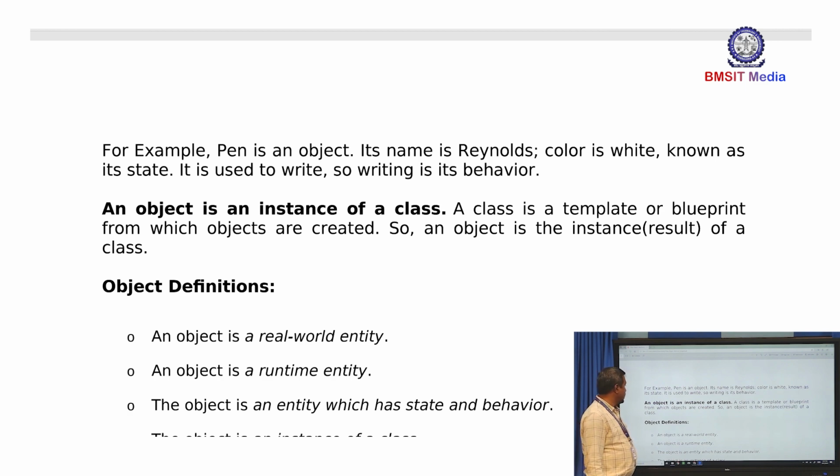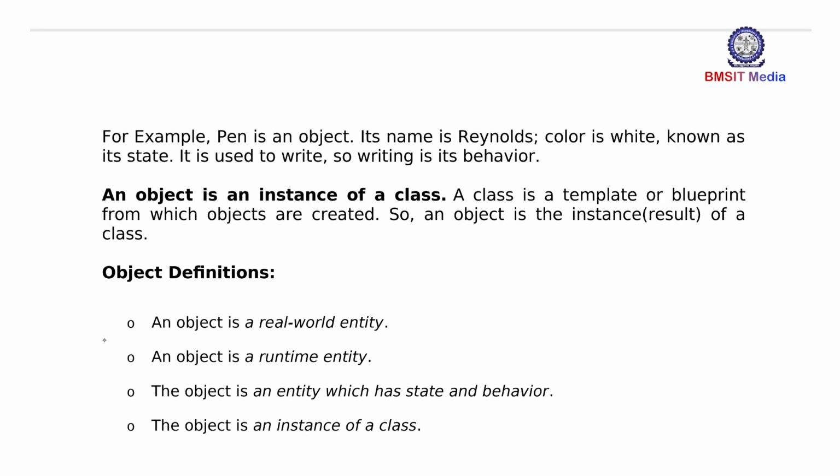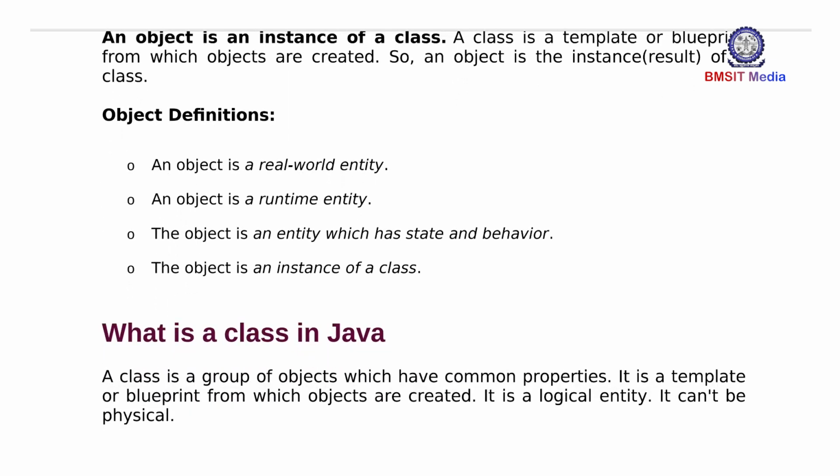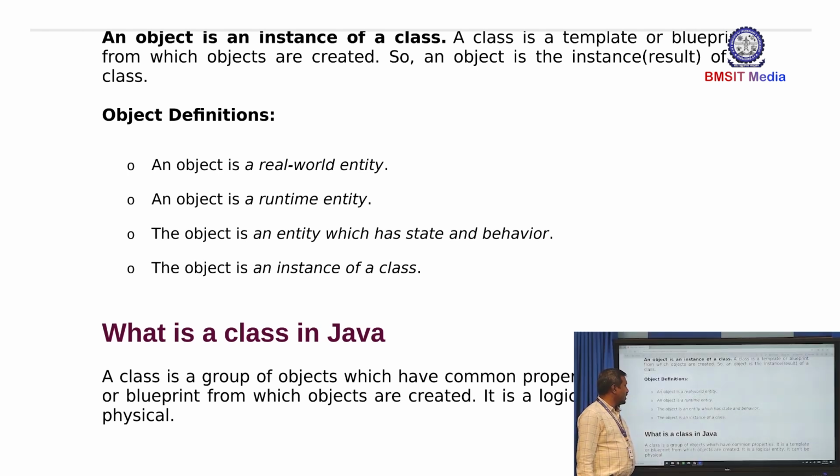Object definition: an object is a real world entity. An object is a runtime entity. An object is an entity which has a state and behavior. An object is an instance of a class. These are the different definitions we can give. So an object is a real world entity, that is one definition. An object is a runtime entity, that is one more. An object is an entity which has a state and behavior. An object is an instance of the class.